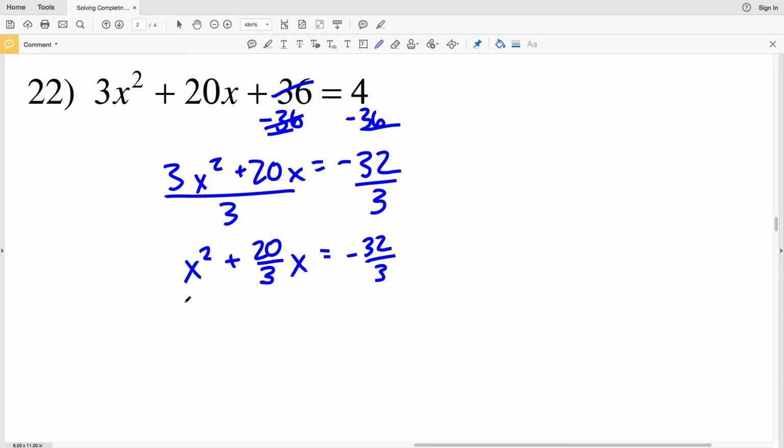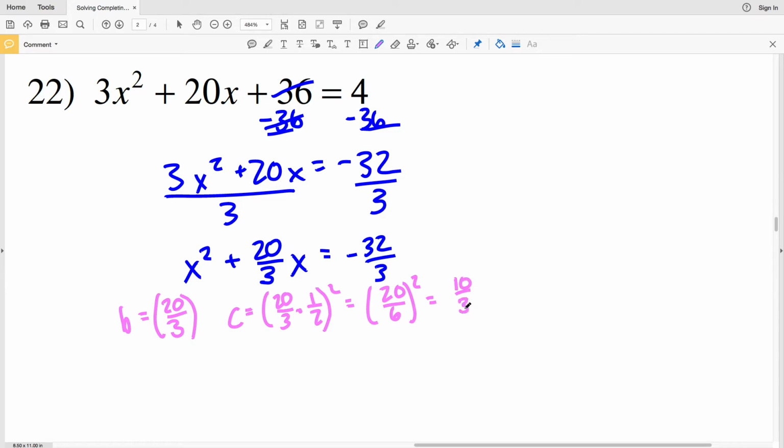Now I need to find my c value that I'm going to add to each side. And if b is equal to 20 over 3, my c value, remember, is b divided by 2, which dividing by 2 is the same as multiplying by 1/2. So I'm going to have 20 over 3 times 1/2 squared. And that's going to be 20 over 6 squared, which 20 divided by 6 is the same as 10 over 3. And when I square 10 thirds, I'll get 11.1 repeating, so 11.111. So now I'm going to add my c to both sides.